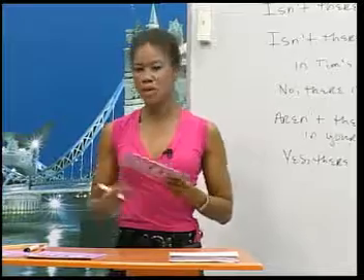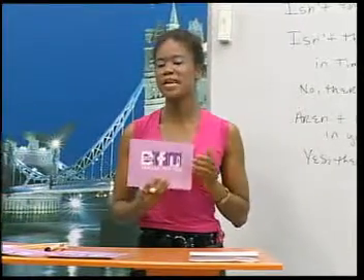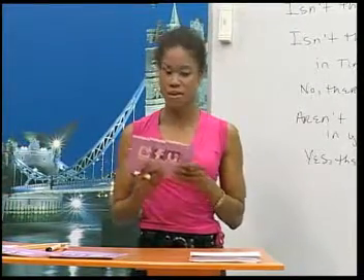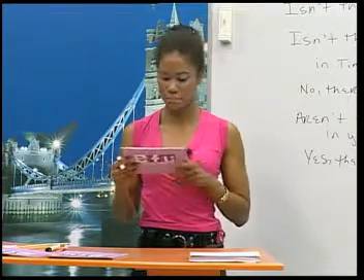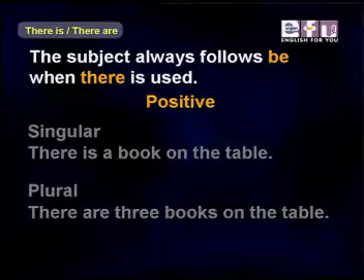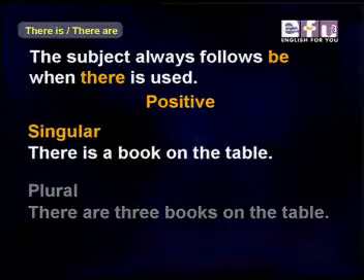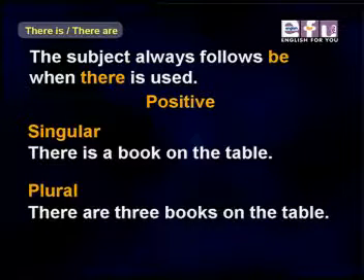Now, here is a chart to help you better understand there is and there are. Take a look at your screen. Now, the subject always follows be when there is used. When it's positive and singular, here's an example. There is a book on the table. Plural. There are 3 books on the table.